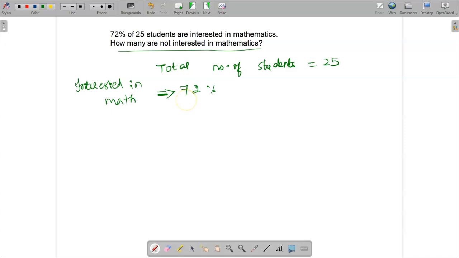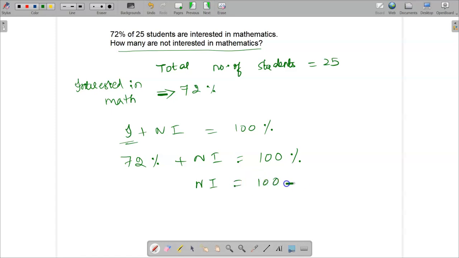So first of all, the interested one plus the not interested one in mathematics is nothing but 100%. So the interested percentage is 72%. So the not interested percent, that I don't know. When we add both we will get 100%. So the not interested percentage is 100 minus 72. When we subtract 72 from 100, we will have 10 minus 2, that is 8. We have 9 here, 9 minus 7, it is 2. So 28% are not interested.